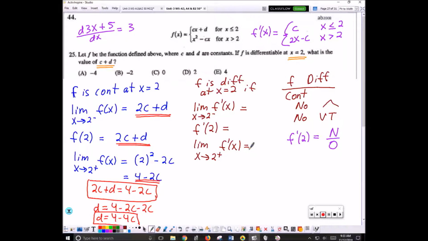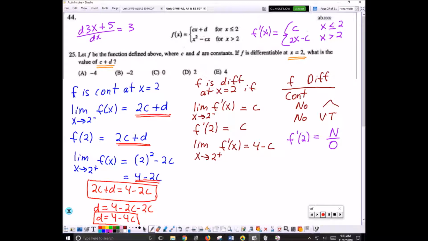So raise your hand if you know what I'm going to write here. There we go. So what's the limit as x approaches 2 from the left of f prime? What does it say? C. How many knew it? What's f prime of 2? What's the limit as x approaches 2 from the right of f prime? 4 minus c.